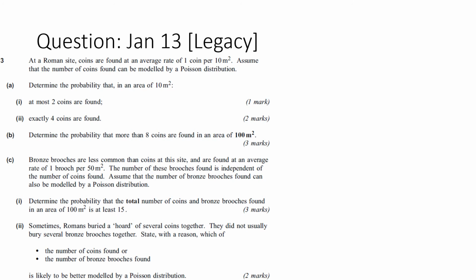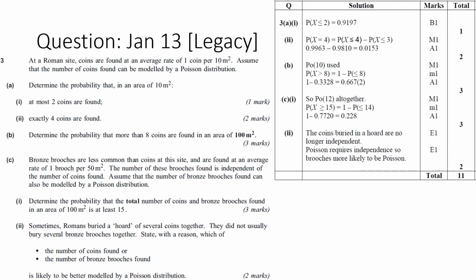We have coins. Coins are a rate of 1 per 10 meter square. In any 10 meter square, so we're using 1 as the average rate, at most 2 will be your upper using your 1. Exactly 4, again, PPD using your 1. And your probabilities are 0.920 to 3 significant figures and 0.0153 to 3 significant figures as well.